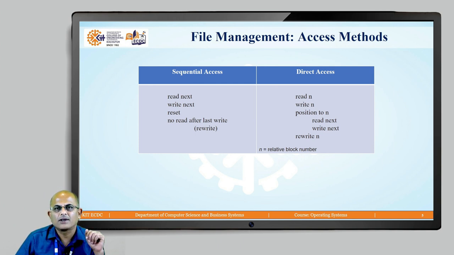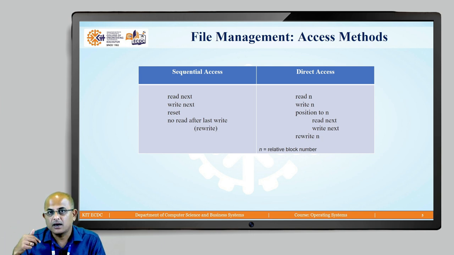Let us understand how exactly they work. In case of sequential access: read next, write next, reset, and no read after the last record, with the last write being a rewrite. In case of direct access, n represents the relative block number. You can see here read n, write n, position to n, then read next and write next. So you can go directly to one particular block number in case of direct access, then start reading the next record or writing the next record. You can even rewrite the nth record. It is possible in case of direct access.